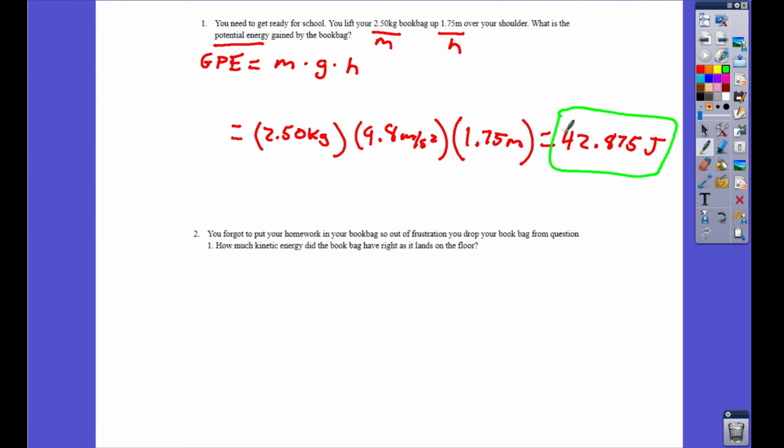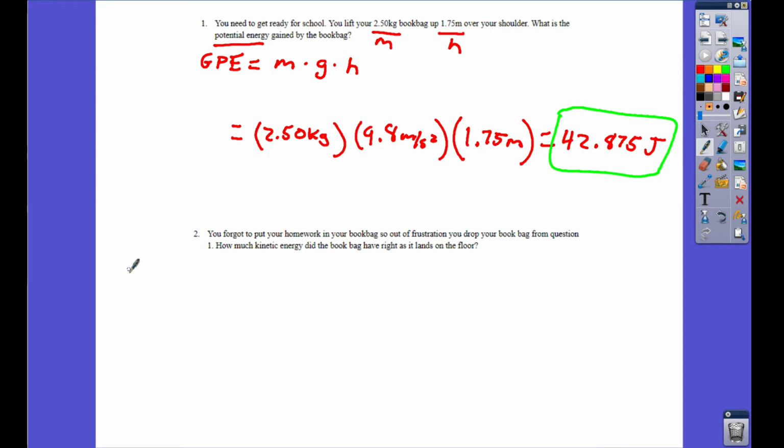Okay. Number two, which is kind of part two from question number one here. You forgot to put your homework in your book bag, so out of frustration, you drop your book bag from question number one. How much kinetic energy did the book bag have right as it lands on the floor? For these types of things, guys, it's always nice to draw out a picture and think about how the energy moves from one spot to another. Always recommend you guys draw pictures when needed.